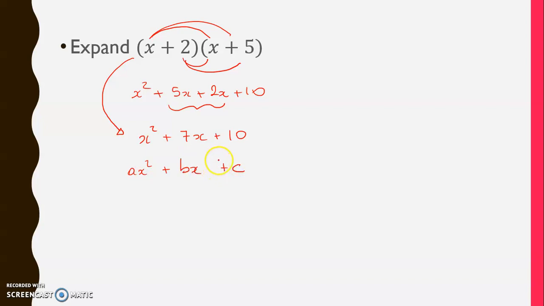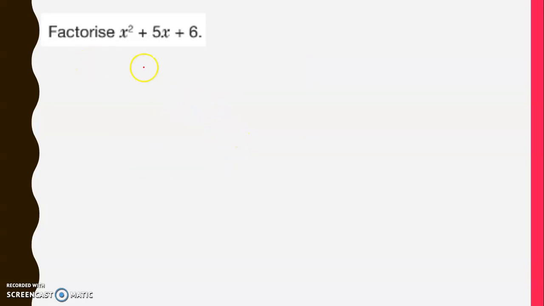The reason I wanted to show you this is because factorizing is simply the opposite process of expanding. So when we factorize a quadratic expression of the form ax squared plus bx plus c, we basically end up with two brackets, just like in this case. Right, let's move on and see how this can be done. I have prepared an example, so let's start with x squared plus 5x plus 6 and factorize this.